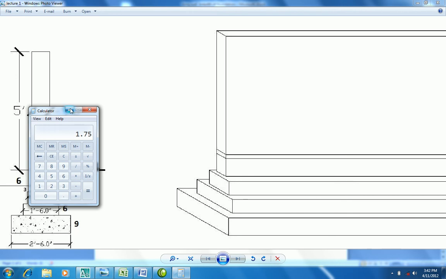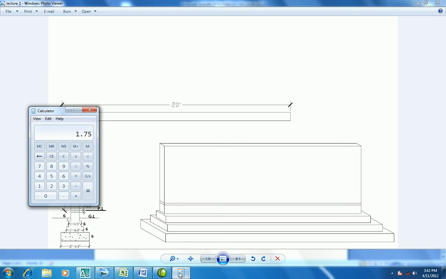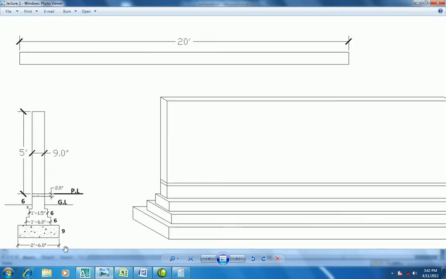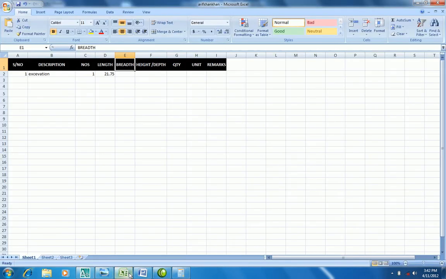Now plus the length of the wall, which is 20. So 1.75 plus 20 becomes 21.75. So the length for the foundation and the length for the excavation is 21.75. And the breadth with us is 2 feet 6 inches. When we convert inches into feet it becomes 0.5, so it is 2.5. So the breadth is 2.5 feet.